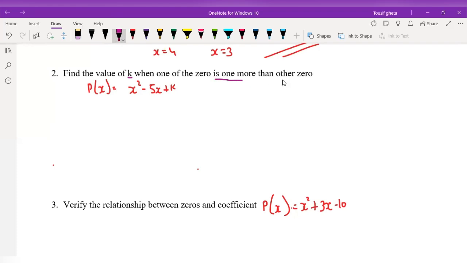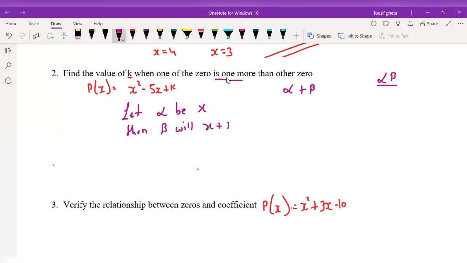To find the zeros, we're going to use the sum formula and the product formula. That is alpha plus beta, the sum formula, and alpha beta, the product formula. Now to find the k value, they give one condition: one of the zeros is one more than the other. Let us consider alpha. Let alpha be x. Then beta will be x plus 1.